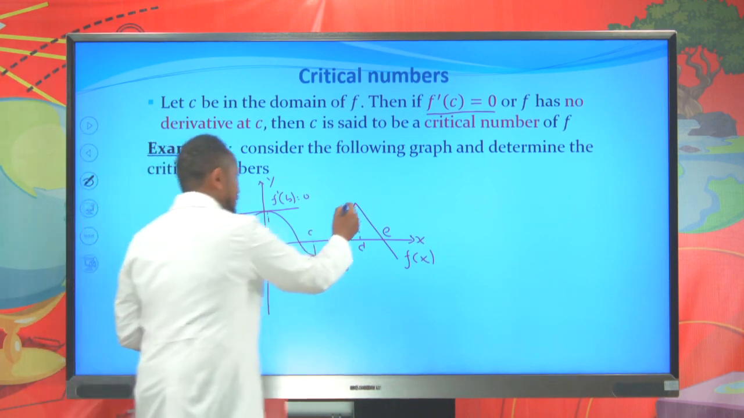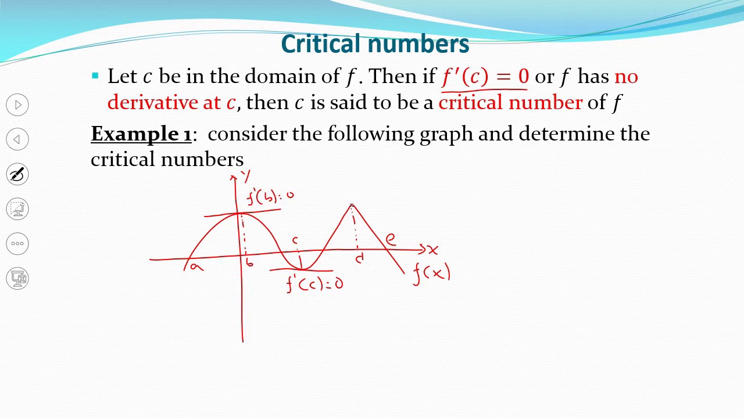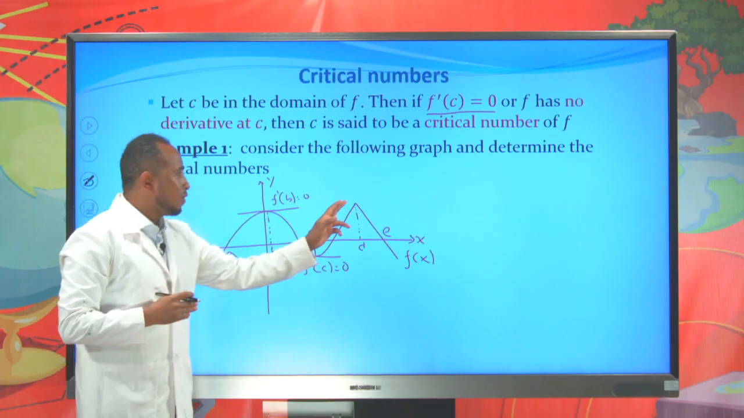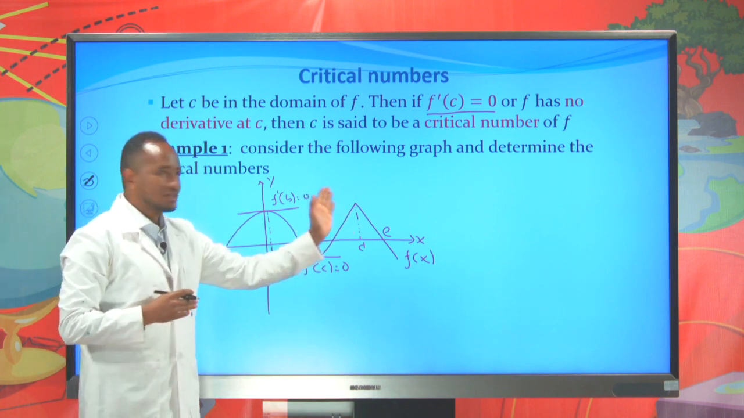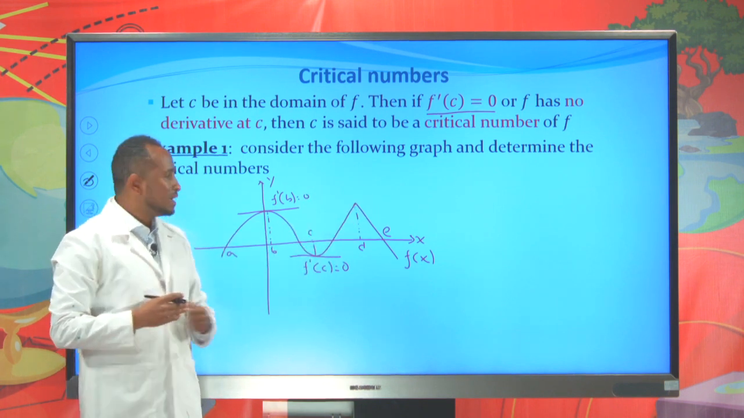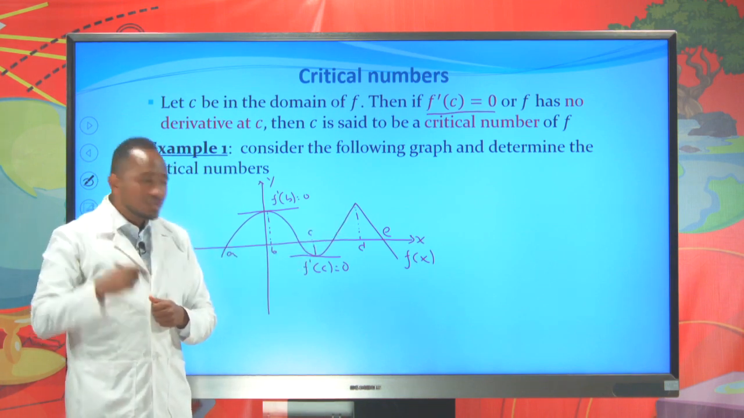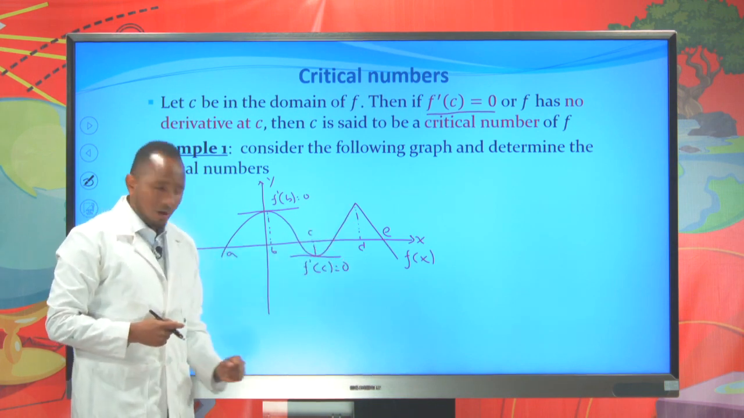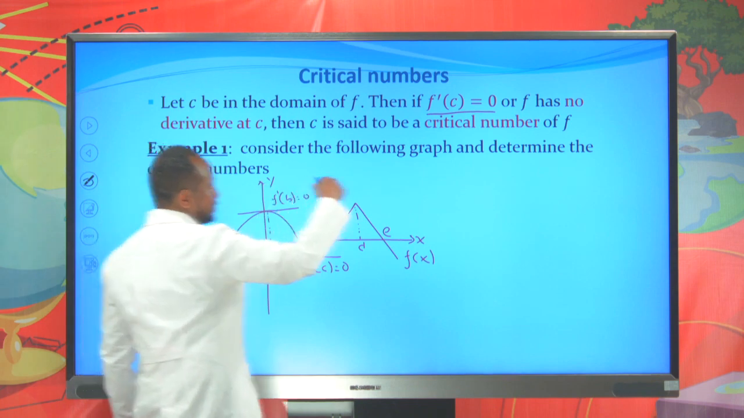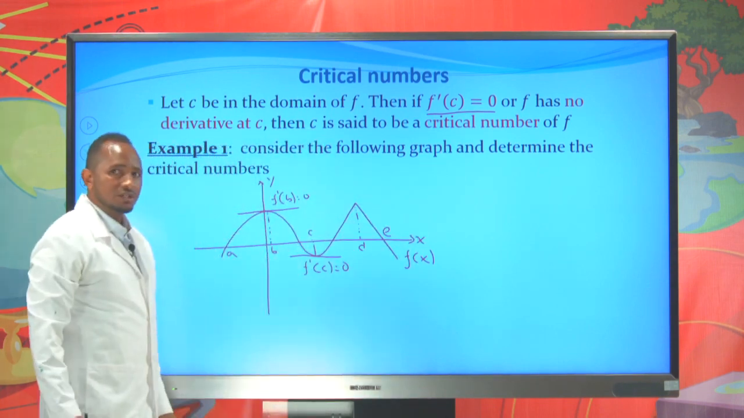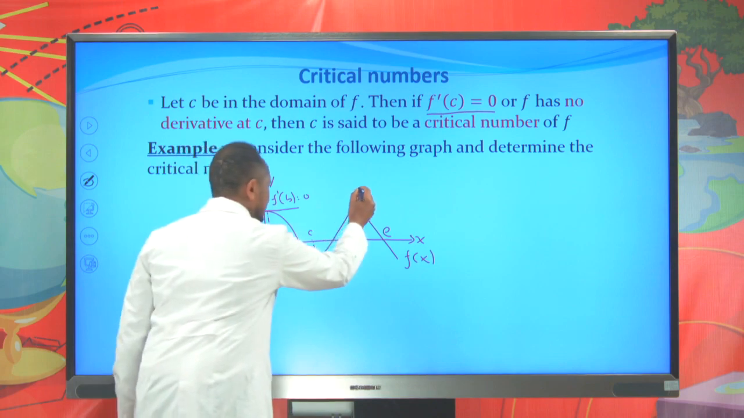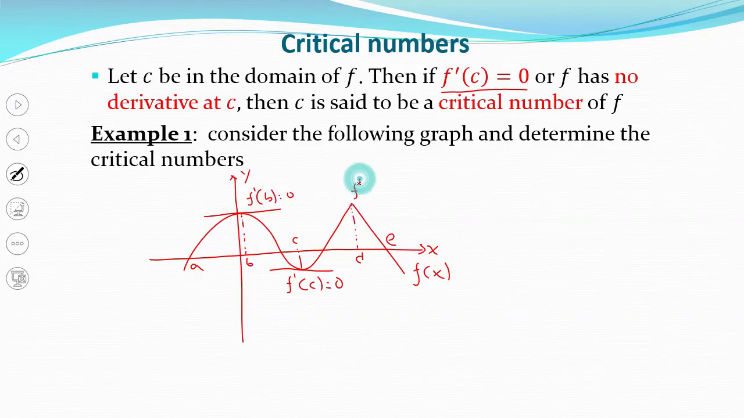If you see this point, it is a sharp point. At this point, we can't draw a unique tangent line. So the derivative of this function at this point does not exist. So this is also another critical point, because a critical number is also found at a point where the derivative of the function does not exist. Therefore, the derivative of our function at D does not exist.